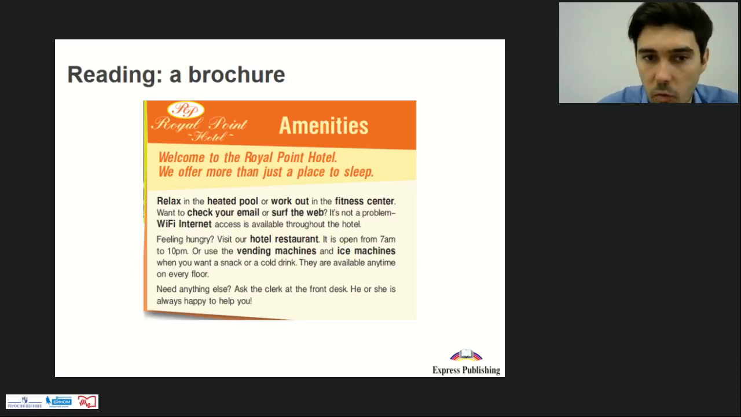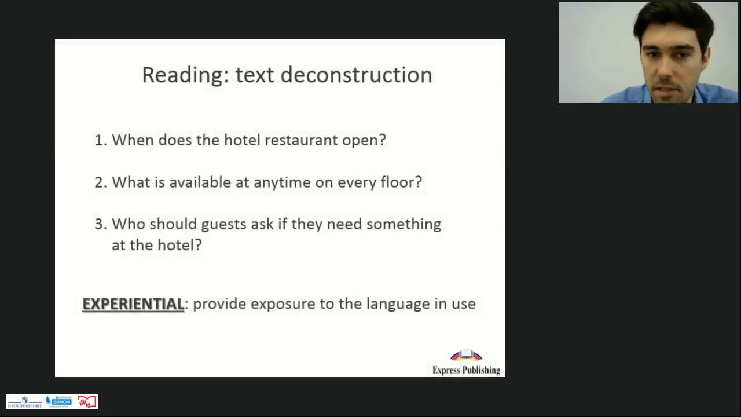When they finish doing the reading activity, we have some text deconstruction questions. So we have questions 1 to 3 here. These questions can normally be found inside the teacher's guide for the book, and the main reason for these questions is to focus on specific information. The students go back through the text and they find specific information and answer the questions together. This can be done as a communicative task again, so students can work together and answer the questions. And in this way, it provides exposure to the language in use.